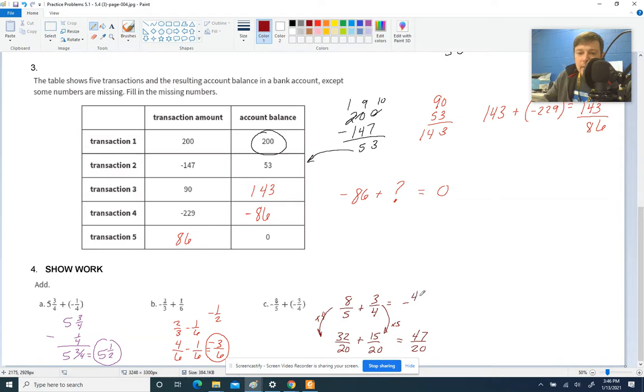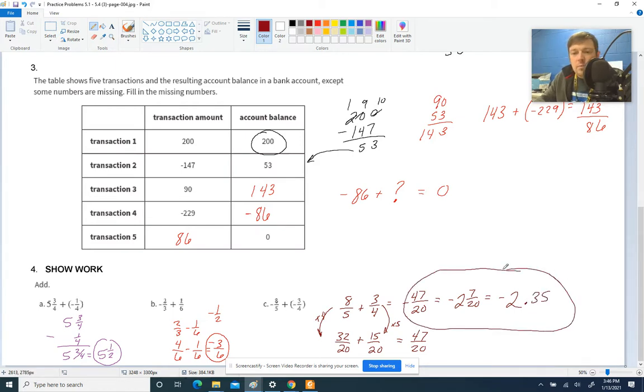But yeah, that's right, negative 47/20, which is the same as negative 2 and 7/20. Or for those of you doing decimals, that would be negative 2.35. That would be fine. Any of those are actually acceptable for me.